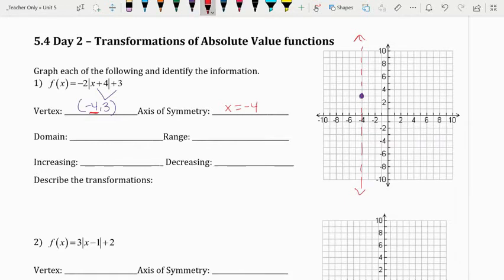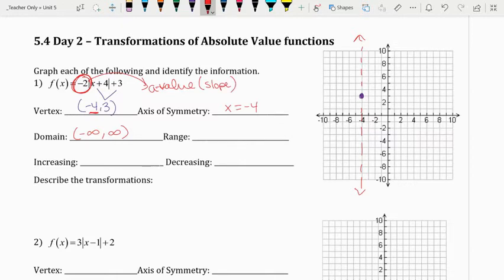Now we have to identify our domain and our range. We need to think about what this -2 does. First off, domain is always going to be -infinity to +infinity. But we need to figure out what our range is, and what's going to help us is graphing this first. This -2, remember, is your A value, and your A value tells you how you're moving. It's kind of like your slope here.